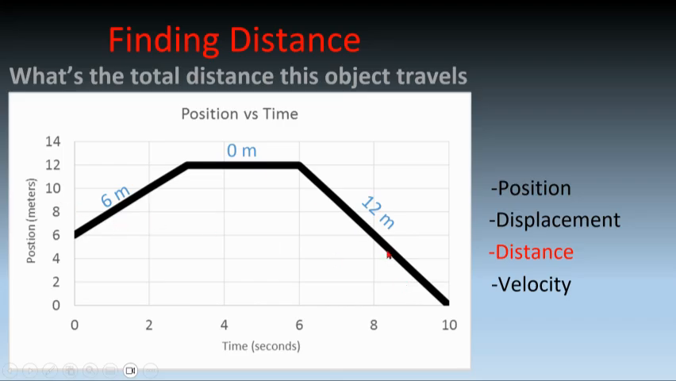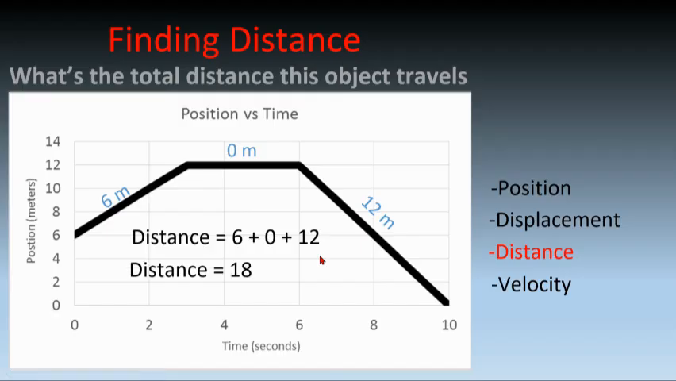We have 3 different distances. We're just going to add them together. 6 plus 0 plus 12 is 18. So the distance is 18 meters. And so that's how you'd find distance. At any point, you would just add up the distance traveled for each of the segments that are given to you.